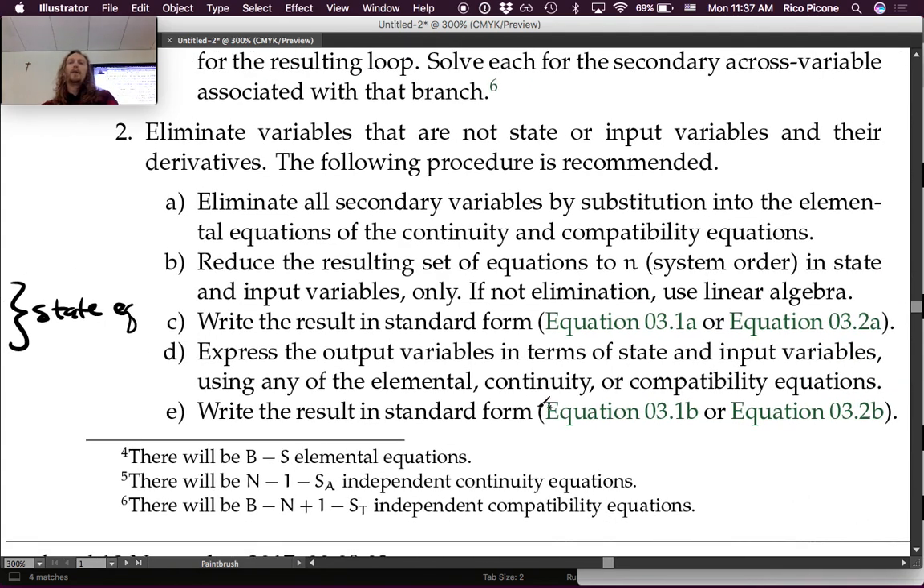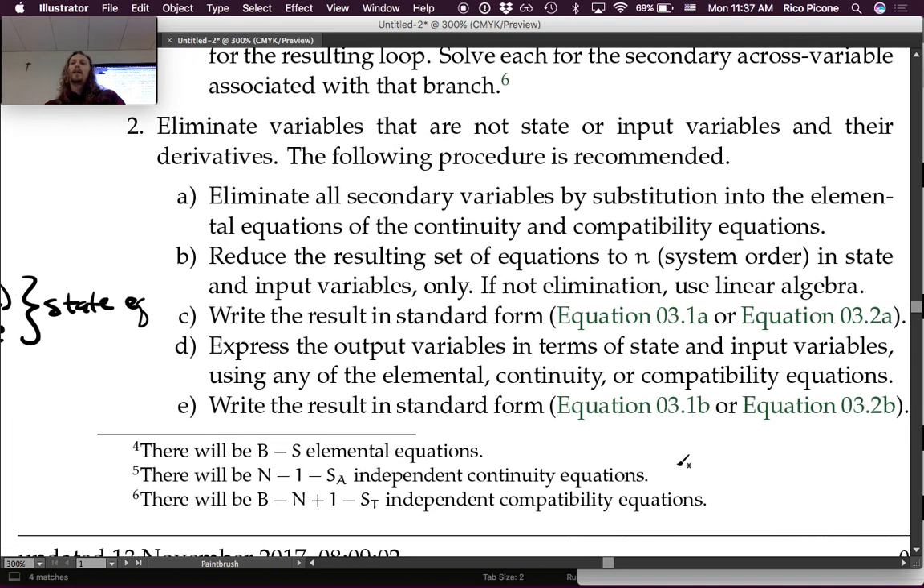So express the output variables in terms of state and input variables using any of the elemental, continuity, or compatibility equations as needed. If we have outputs, maybe those outputs are state variables, in which case you're done because they're already in terms of state variables. But maybe they're not state variables. Maybe you have some voltage across a resistor that's not a state variable. You need to be able to write that using the relationships that you know, in terms of state and input variables. Once you do that, the next step is to write the result in standard form.